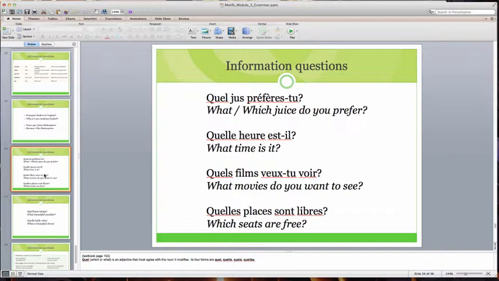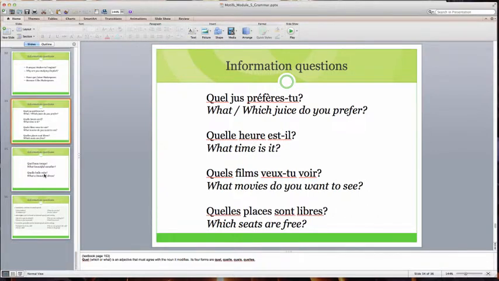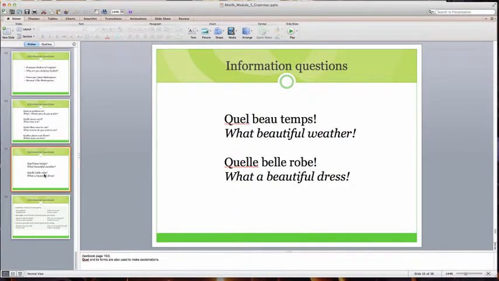Quels films veux-tu voir? What films do you want to see? Film is masculine and plural, and so my adjective quel needs to be masculine and plural as well. Quelles places sont libres? Which seats are free or empty? Place is feminine and plural, so my adjective quel needs to be feminine and plural as well. We can also use quel for exclamations. If I want to say something like, what beautiful weather, or what a beautiful dress, I would say, quel beau temps, or quelle belle robe. Again, you have to make the adjective quel agree in number and in gender with the noun it's modifying.